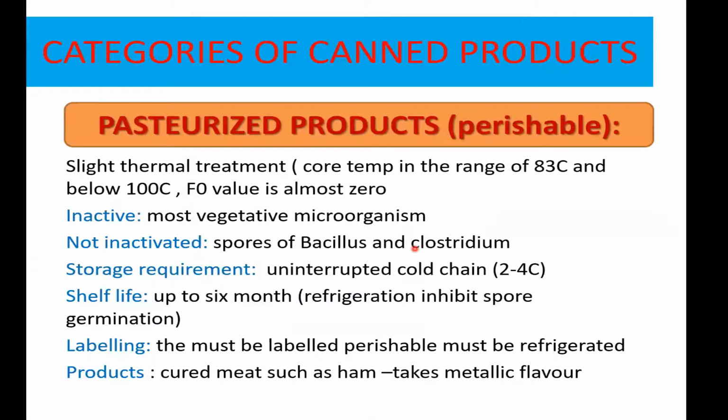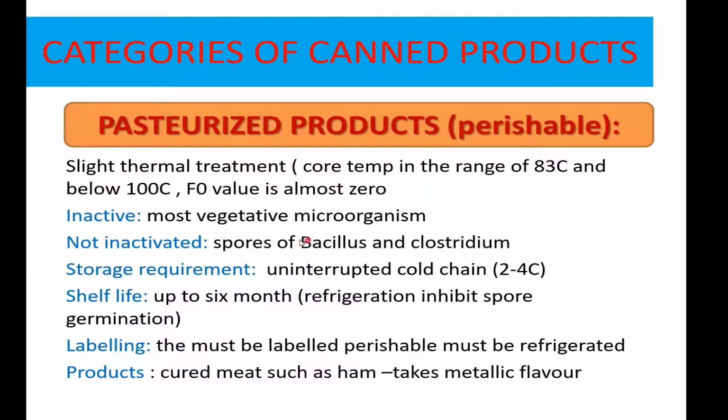One is the pasteurized product. Pasteurized product means we will not be subjecting to high temperature. Normally we will be subjecting the product to below 100 degrees centigrade. So we will be just giving a slight thermal treatment. So F0 value, all these things will be dealt in the coming class. F0 value is almost 0. What is F0 value? We'll be talking in the next class.